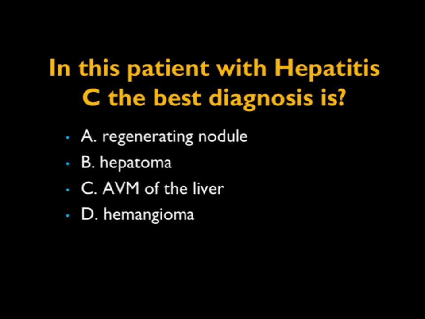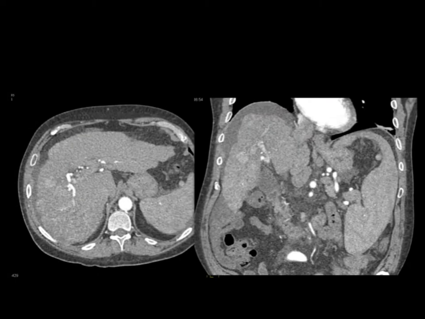This case is fairly easy. Patient has hep C. What's the best diagnosis? Till proven otherwise, when you see a cirrhotic liver, notice the nodularity, you see ascites, you see splenomegaly. When you see vascular lesions, particularly multiple vascular lesions, it's hepatoma till proven otherwise.